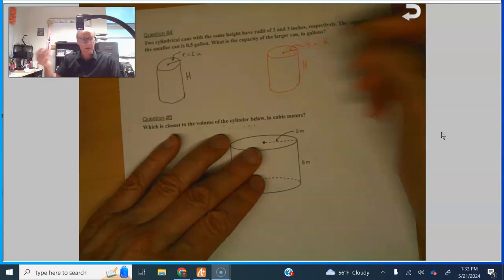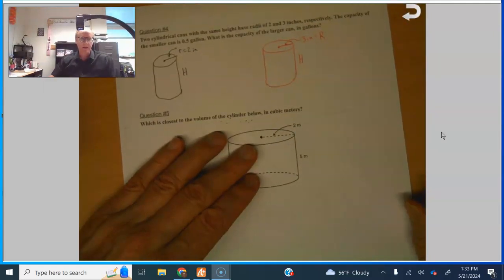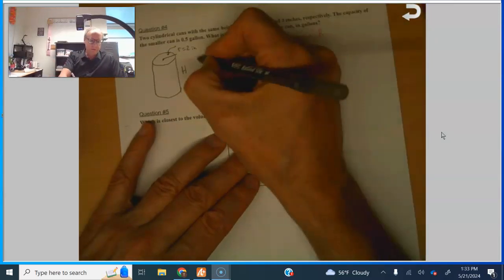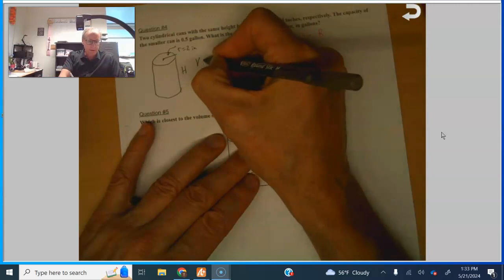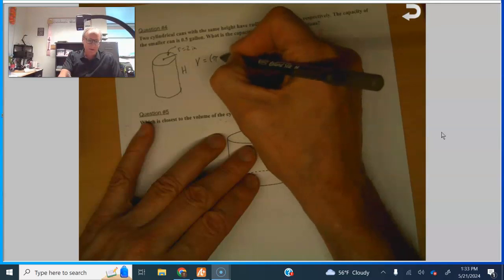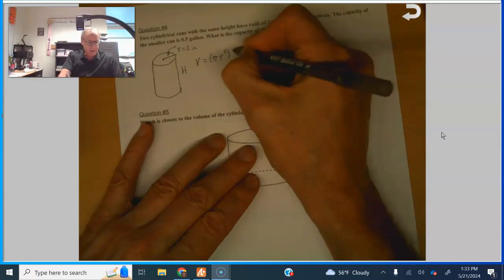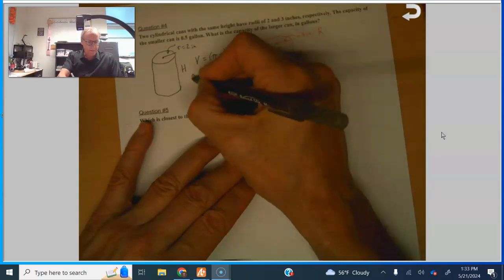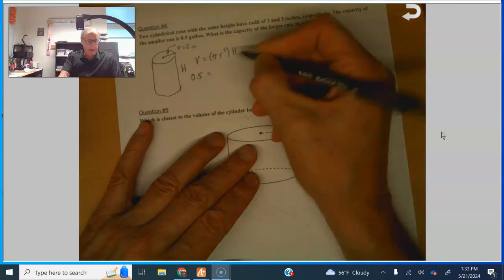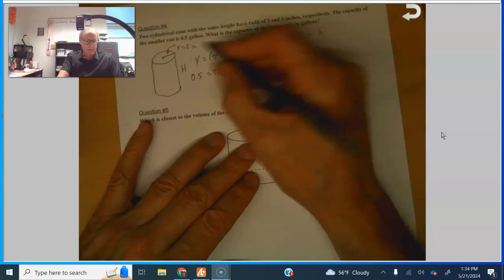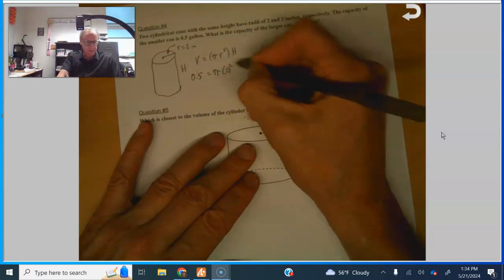And I'll call it capital R for the bigger radius. And it says the capacity of the smaller can. That's the volume. Well, the volume of the smaller can is equal to the area of the base times the height. Man, that sounds familiar. Pi r squared times the height. Well, I know the volume is 0.5 gallons. And pi is about 3.14, or I can leave pi there.